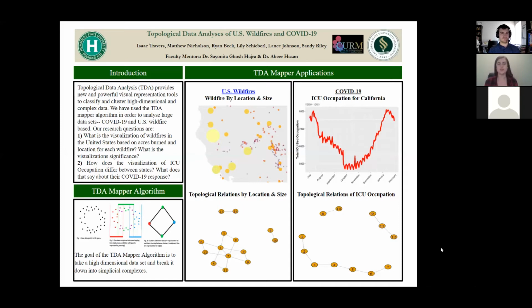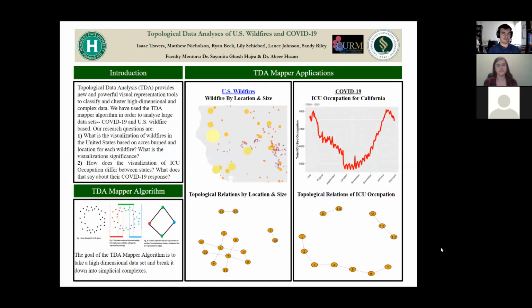Specifically, we wanted to look at what the visualization of the wildfires looked like when we compared acres burned to location of each fire and what that meant. And for COVID-19, we wanted to see what the visualization of ICU occupation was and how they differed between states. In this specific poster, we are looking at California and then how that state's response to COVID-19 affected that visualization. And now I will hand it off to Lance Johnson to talk about the algorithm that we used.